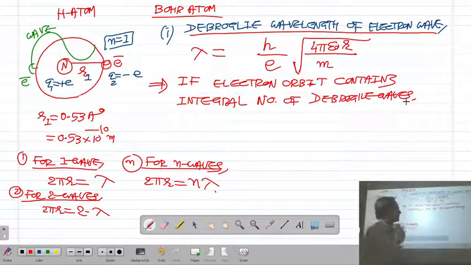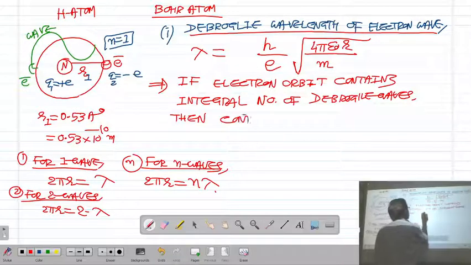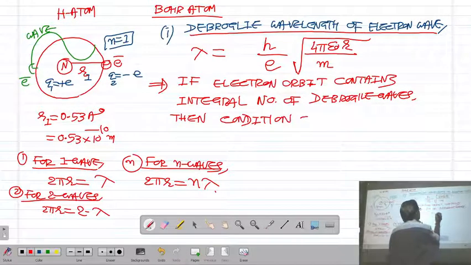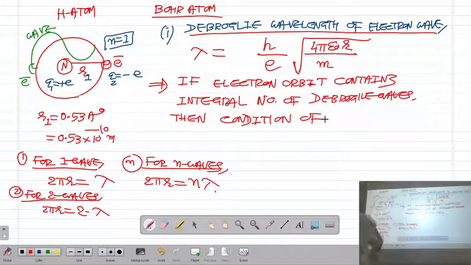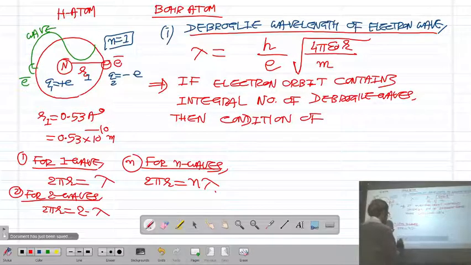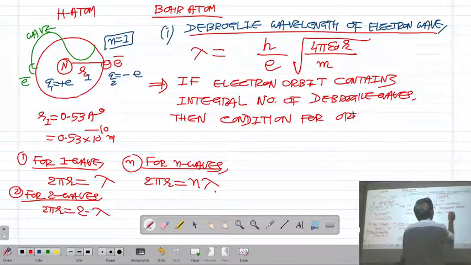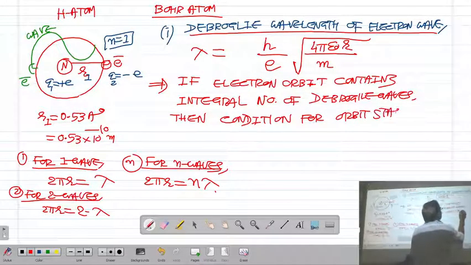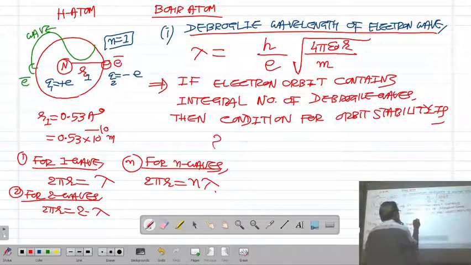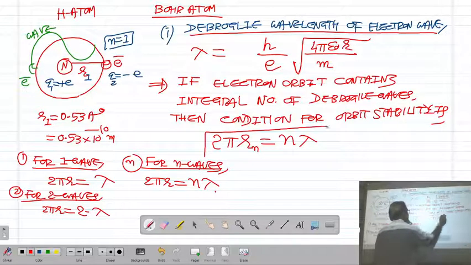the condition for stability of orbit is 2 pi r is equal to n lambda. So this is the condition for orbit stability.